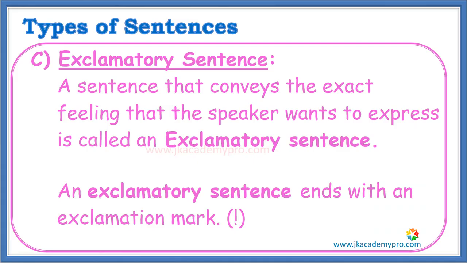The third type of sentence is an exclamatory sentence. A sentence that conveys the exact feeling that the speaker wants to express is called an exclamatory sentence. Now, what this means is any sentence that shows what the speaker is feeling, whether he's feeling happy, sad, or angry. Such sentences are called exclamatory sentences. An exclamatory sentence always ends with an exclamation mark.